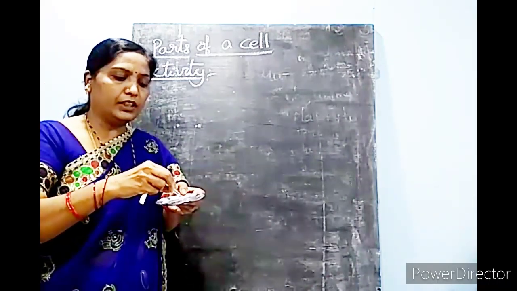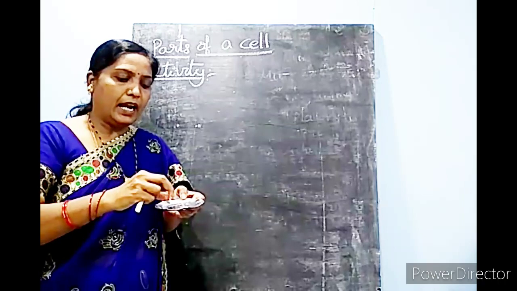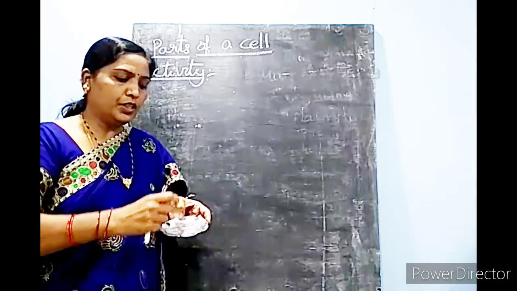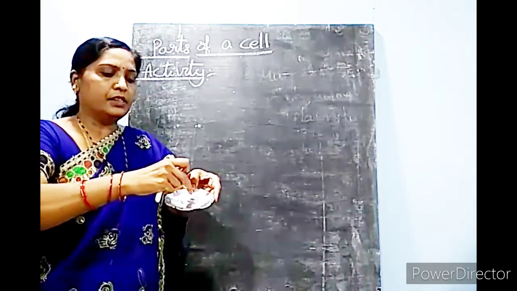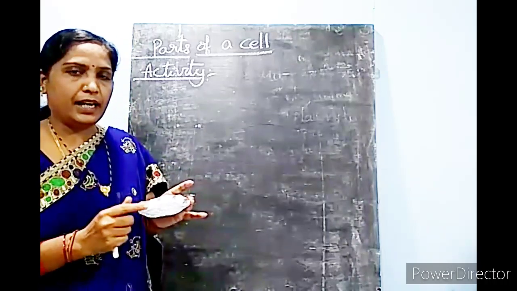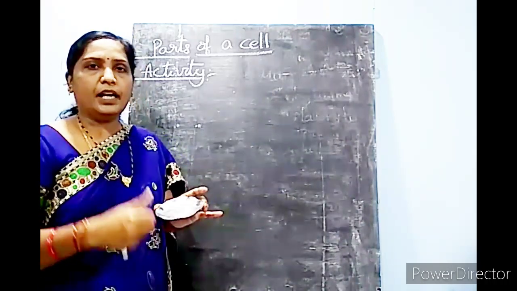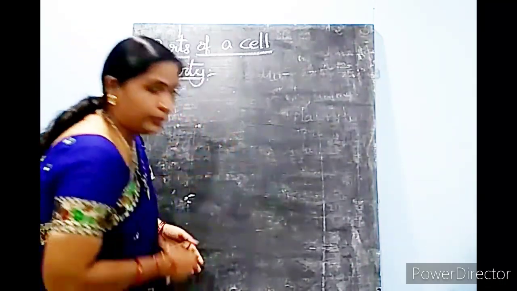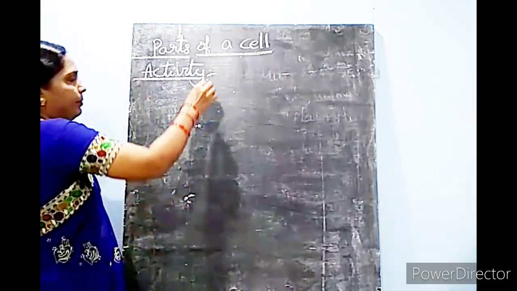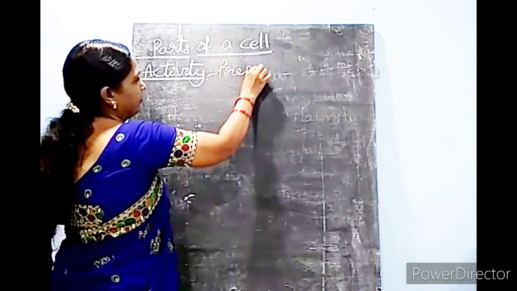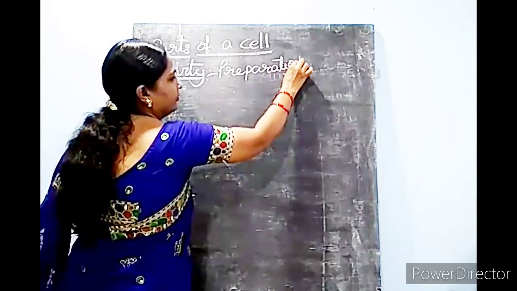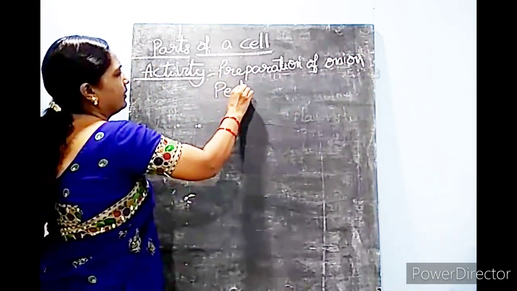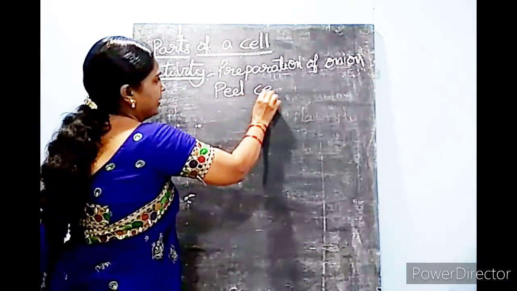Take one glass slide, place the peel in the center of the glass slide and add 1 or 2 drops of water above this onion peel. Now keep this glass slide under a microscope and observe the parts present in this onion peel cell. So the activity is about the preparation of onion peel cells.